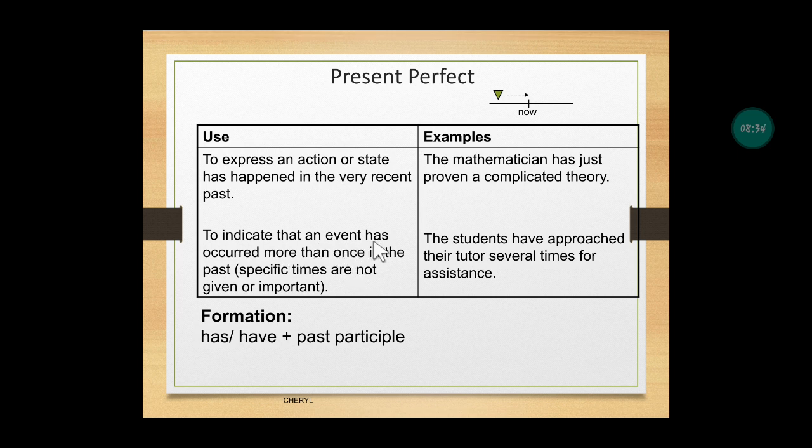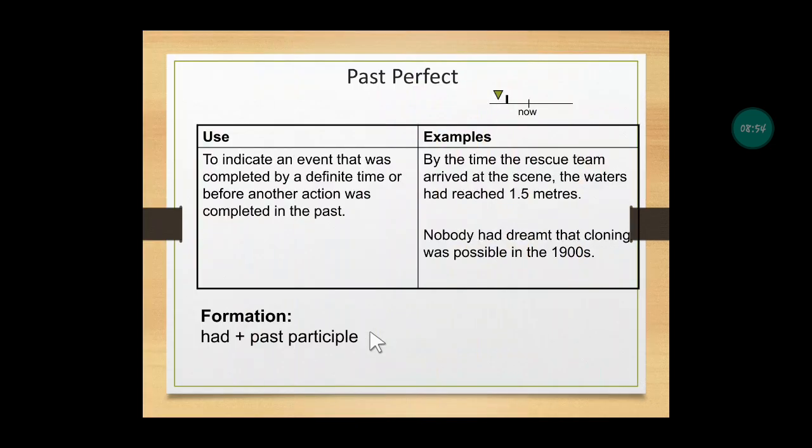To indicate that an event has occurred more than once in the past: the students have approached their tutor several times for assistance. So the action has happened many times. Formation is have or has plus the past participle.